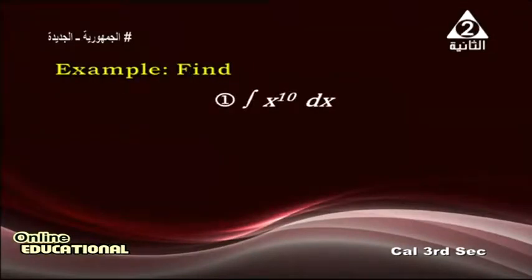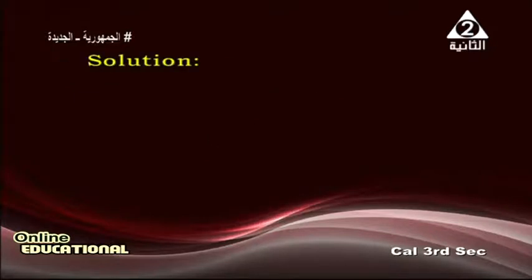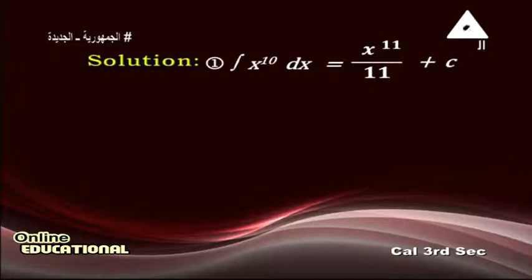Example: find number 1, integration x to the power 10 dx; number 2, integration x to the power 2 over 5 dx; number 3, integration 4th root of x to the power 3 dx; number 4, integration 1 over x to the power 6 dx. Now, what is the integration of x to the power 10 dx? It equals x to the power 10 plus 1, which equals 11, divided by 11. 11 is the power after adding 1 to it, plus the constant c.